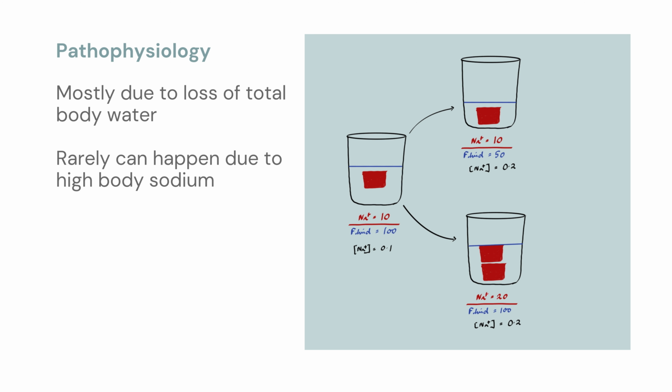The basic pathophysiology behind hypernatremia is that the body loses free water. It can also rarely happen due to high levels of sodium, which is very rare, but seen typically in situations where we are treating a patient with hypertonic saline and we are giving overzealous correction, leading to high body sodium and subsequent hypernatremia. But this is rare. Mostly, we lose free water either through urine, the GI tract, or sweating, or someone is not taking enough water.